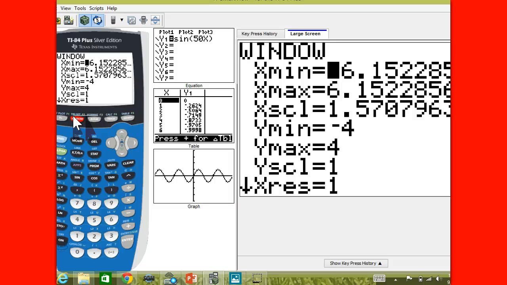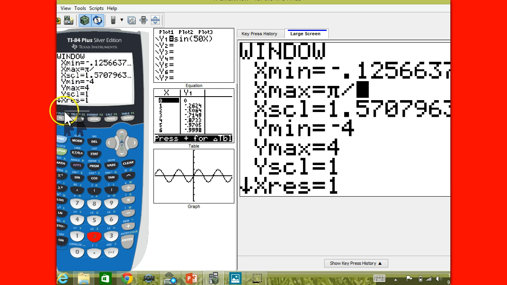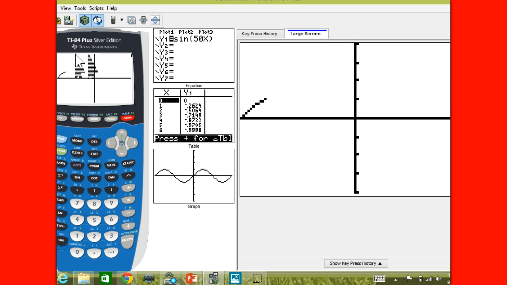New period is always the original period divided by the b value, right? So what's the original period? 2 pi, and what's the b value? 50. So I could reduce that to pi over 25, right? My new period would be pi over 25. So if you want to see 2 complete cycles of that, you could just tell your calculator to go from negative pi divided by 25 to positive pi divided by 25. And it will change the value for you. It's not going to leave it as that. It's going to change it to a decimal approximation. That's fine. Now that is an accurate representation of what that graph looks like.